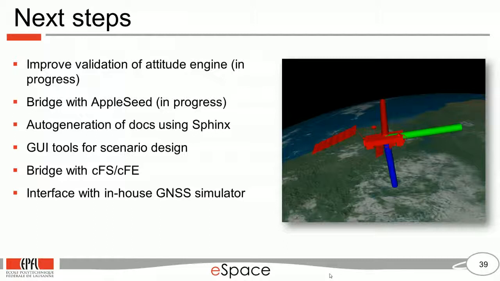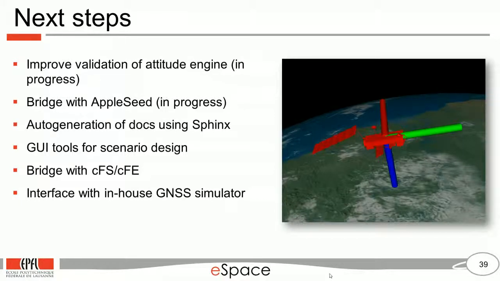In the next steps, what we're looking at is improving the validation of the attitude engine, to make sure that we can move forward in our mission design and be sure of what the simulator provides us with. We're interested in looking at the bridge with Appleseed, which is an image generator.